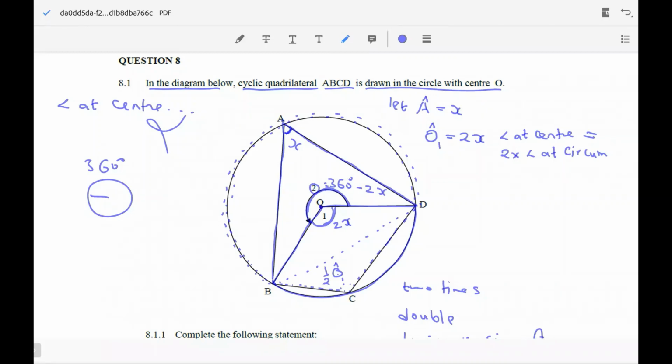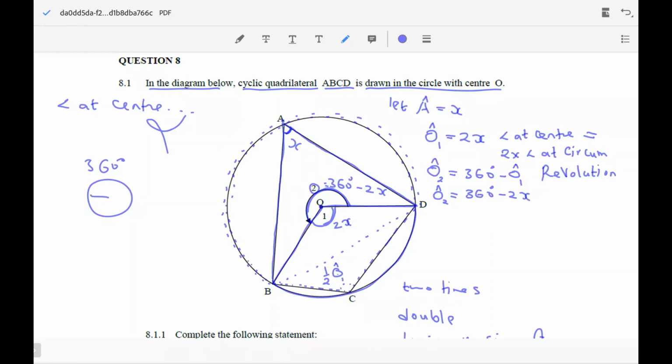So that is our O1. Then O2 should equal 360 degrees minus O1. And why do we do that? Because this is a revolution. These two angles, O1 and O2, give us 360 degrees, which is a complete cycle, a complete turn, which is a complete revolution. So that means O2 is indeed equal to 360 degrees minus 2x.